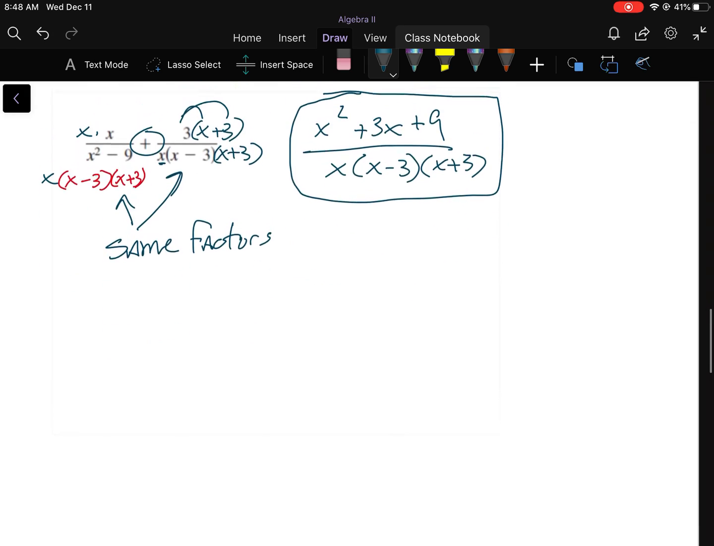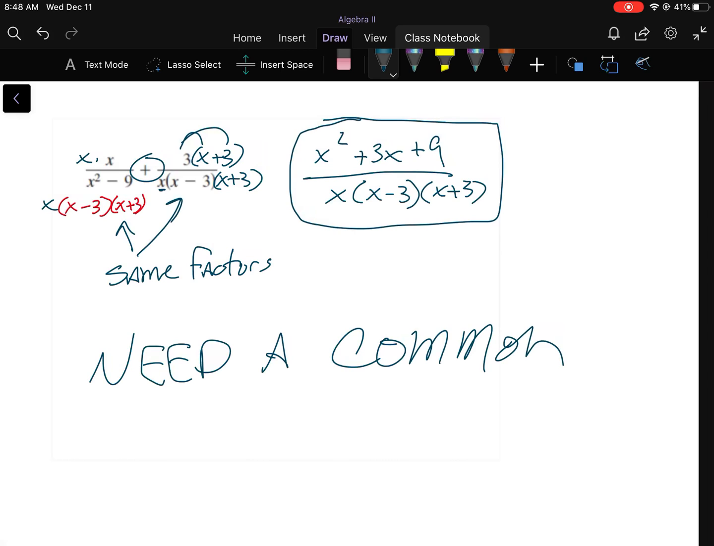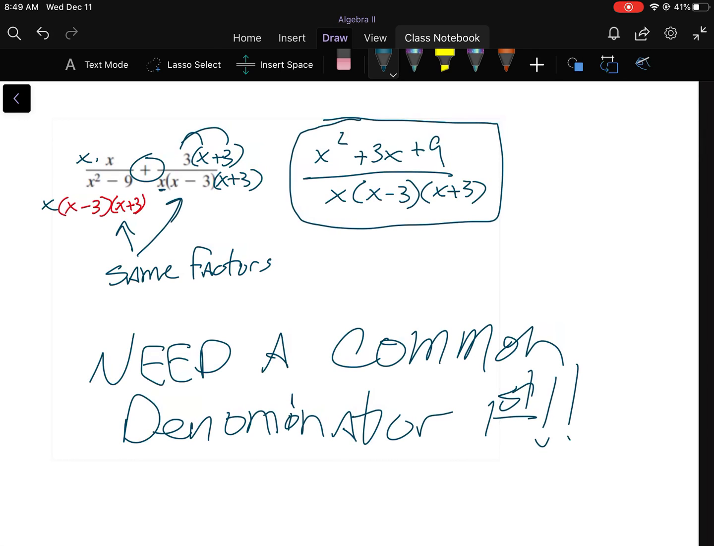Okay, the biggest thing is you need a common denominator first before you add any fractions. It's the same type of problem that you would have done with any other fraction with numbers. Now it's just with polynomials.